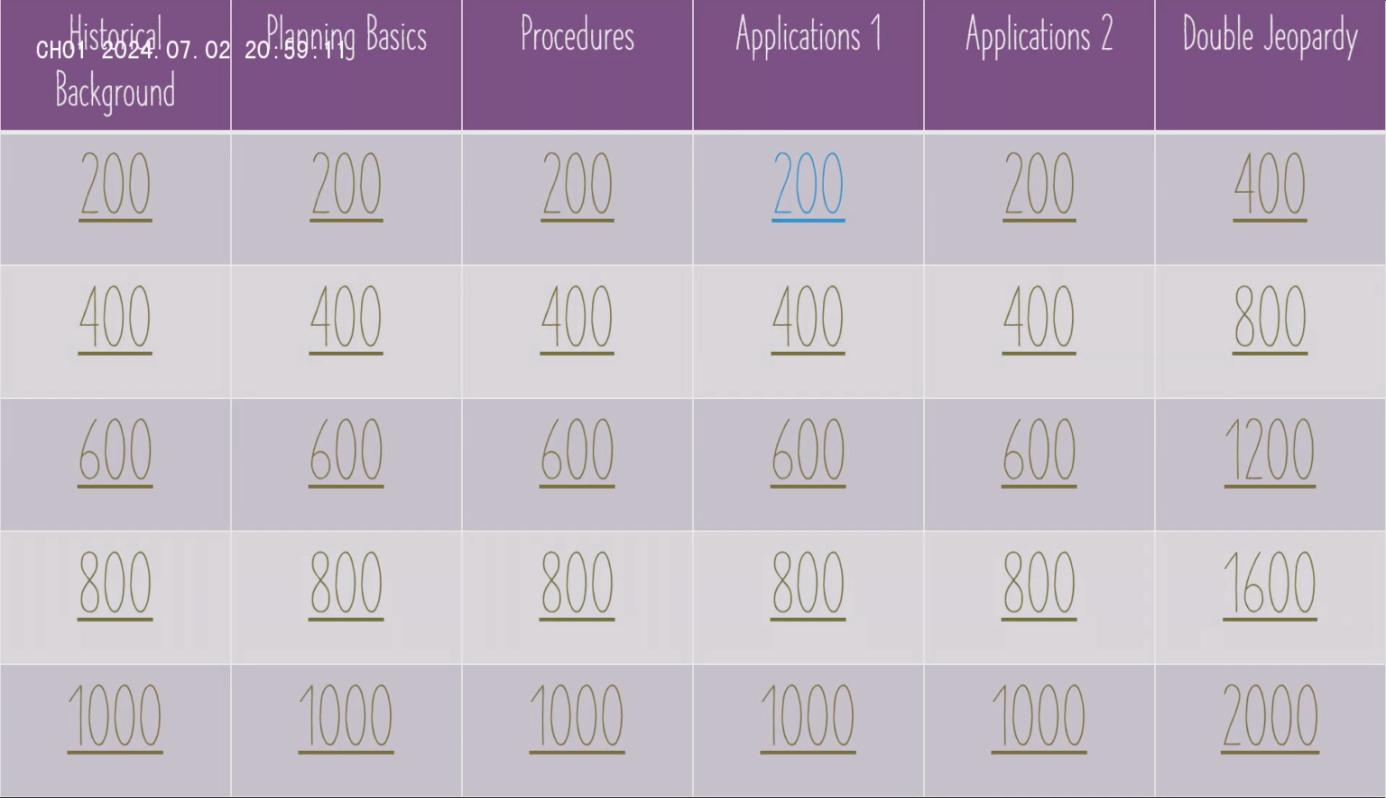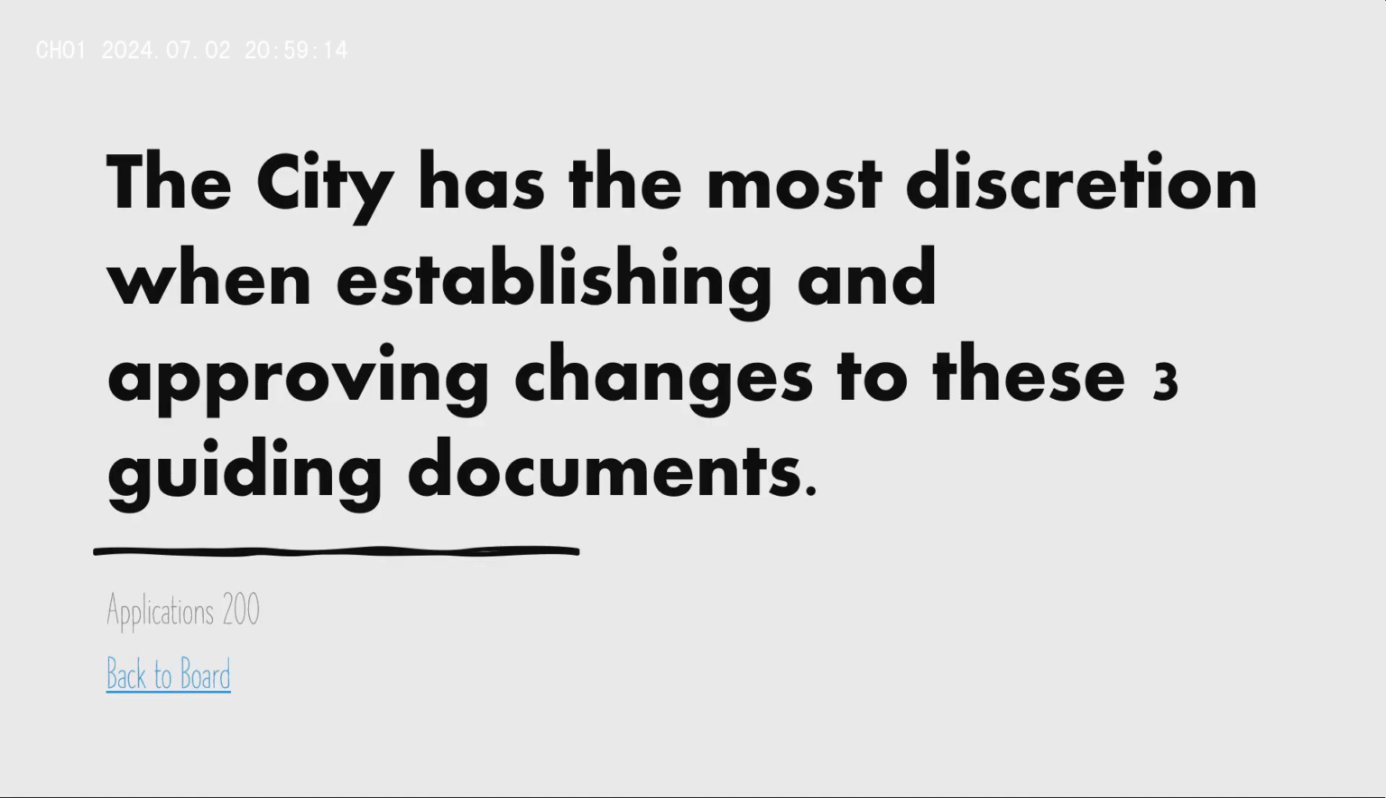Applications for 200. The city has the most discretion when establishing and approving changes to these three guiding documents. We have three guiding documents. We have the basis, and then we have the tools to implement. Is it the comp plan, the zoning ordinance, and the subdivision ordinance? Yes.